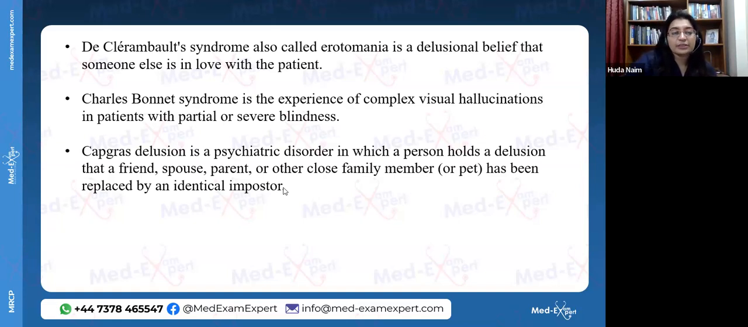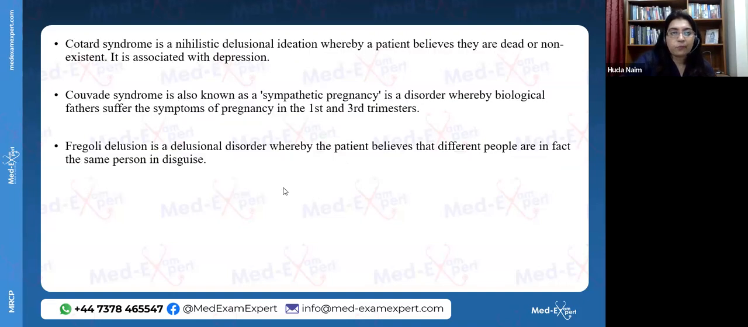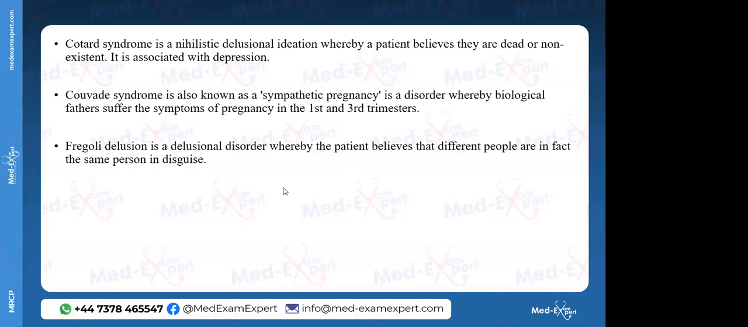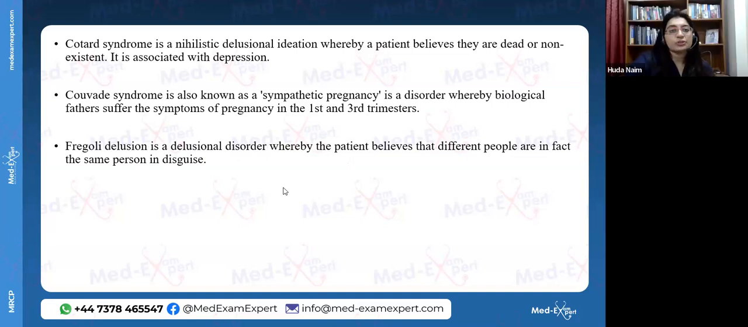And then there's Capgras delusion. Again, it's a delusion that a friend, spouse, parent, or partner has been replaced by an identical impostor. So they tell you that yes, this is my brother, this is supposed to be my mother, for example, but this is not my mother, this is an impostor. Okay. Then there's Cotard syndrome, where they themselves believe that they are dead or they do not exist, and that's associated with very severe depression.